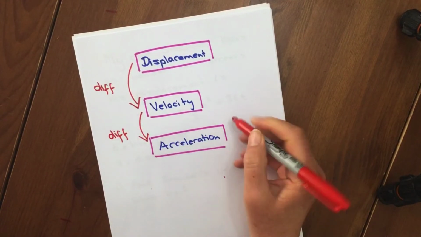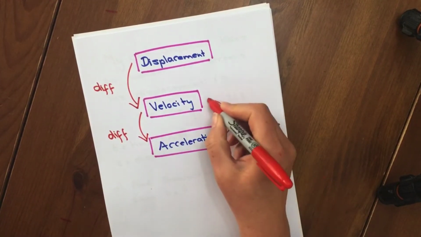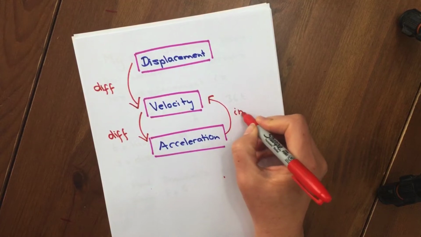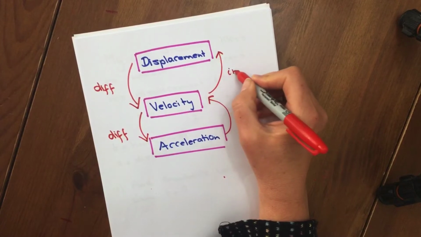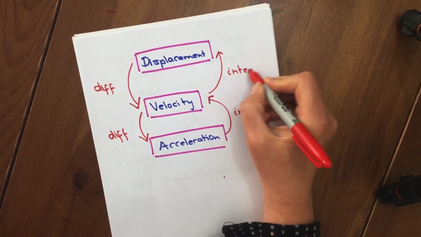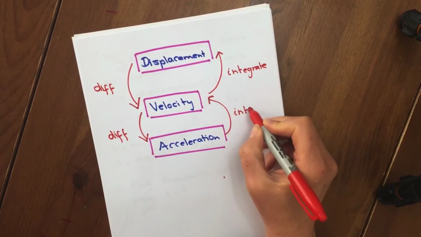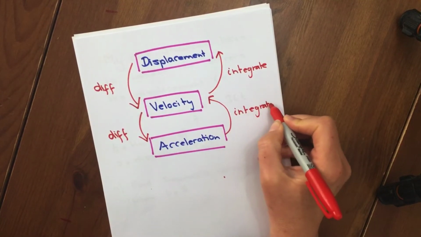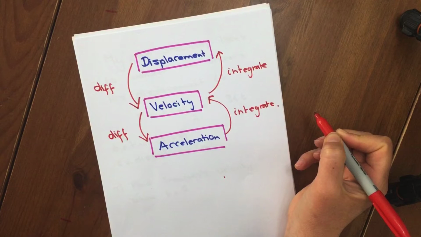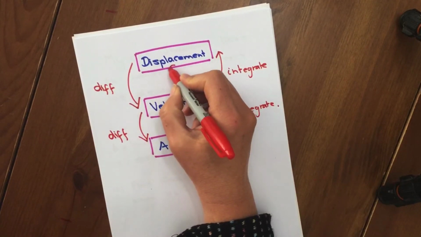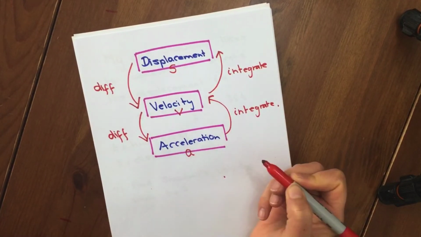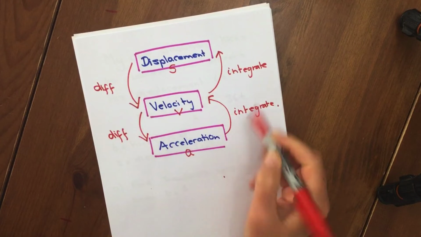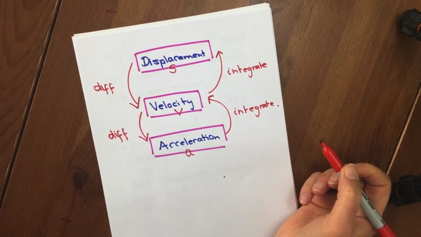The opposite of differentiation we know is integration. So if we've got acceleration and we want to get velocity, we integrate. And if we want to get from velocity to displacement, we also integrate. Okay, so please write that in your books. Pause the video and write that down. Displacement is always S, velocity is always V, acceleration is always A. And this we're going to use a lot, this connection between displacement, velocity and acceleration.